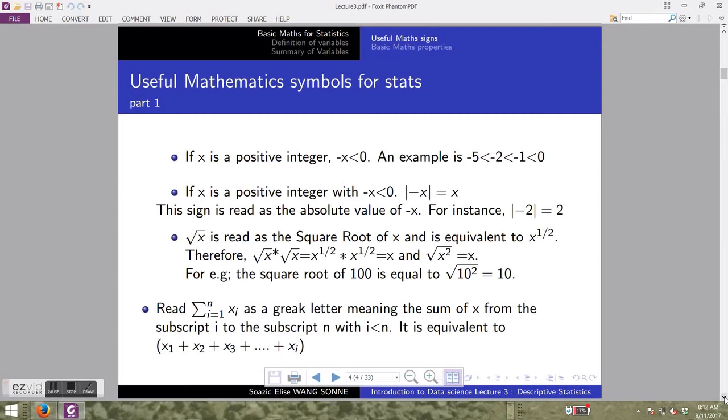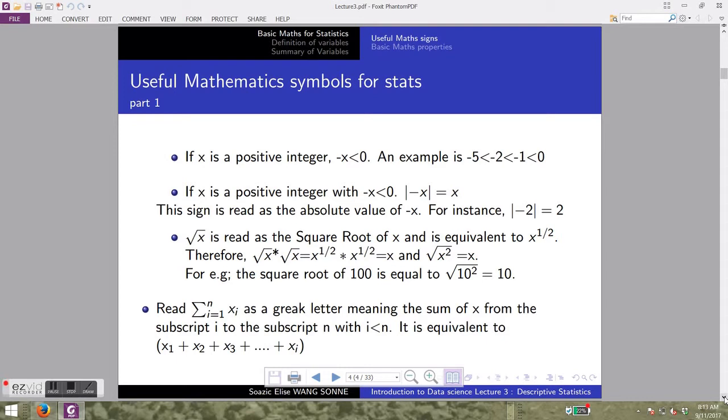So if you have a variable x which is a positive integer, then the variable minus x, which has to be normally negative, is less than 0. And one of the key motivations for pointing out this specific example is the simple fact that most students tend to confuse the order of the numbers when we move from positive to negative numbers. For instance, minus 5 is lower than minus 2, is lower than minus 1, and is lower than 0. This is very key: when you move from a positive to a negative number, the ordering of the different integers changes.